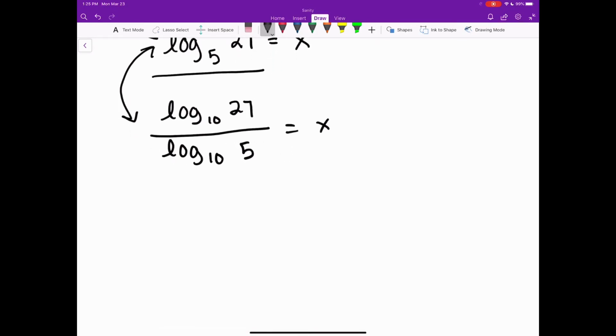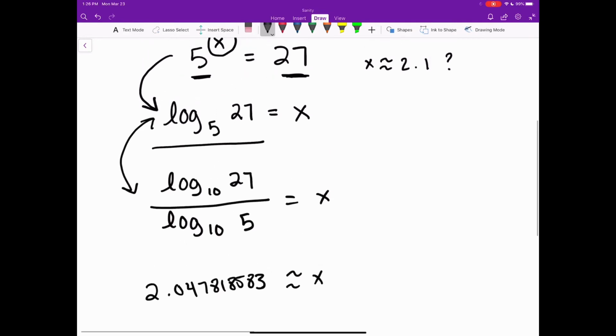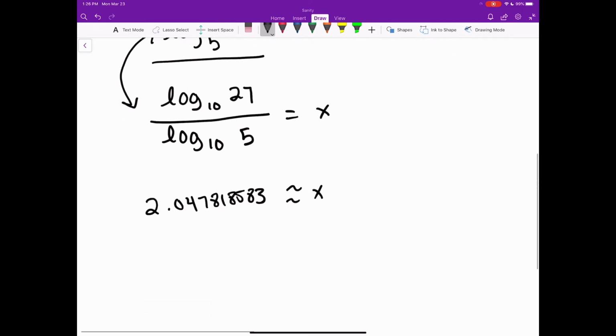On my calculator, because calculators work very well with logs in base 10, you're going to hit log, and then in parentheses, 27, close parentheses, divided by log, and then in parentheses, 5, close parentheses. You're going to get that x is roughly 2.0478188583. And that kind of checks out with what we guessed at the beginning, right? We knew that x should be just a little bit greater than 2.